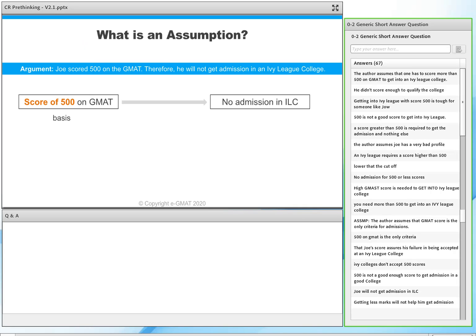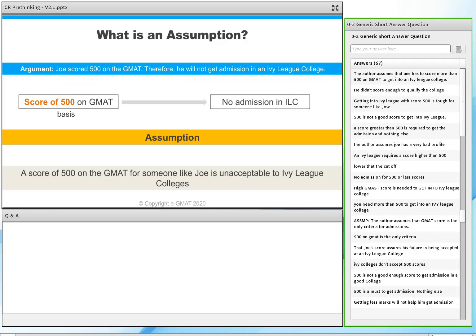So what's going on over here? In the first statement, the author gives you a data point, which is that score of 500 on the GMAT, and then the author makes a claim based on that data point. He says, hey, here's a data point that Joe has, which is he has the score of 500. And then he says, based on this score, I can say with 100% certainty that Joe will not get admission in an Ivy League college. So he makes a logical jump.